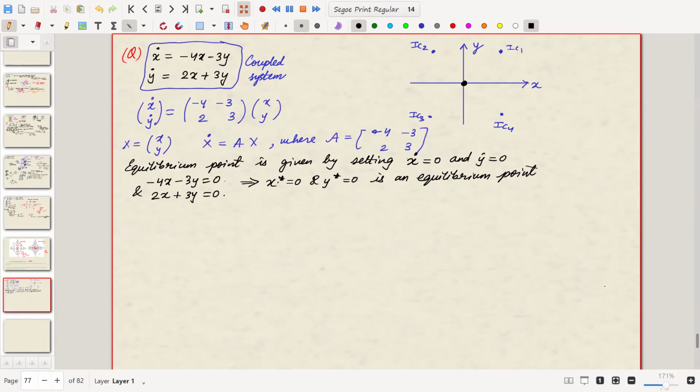Just before the break, we came to know that for the other system of equations, 0, 0 was a saddle. How will this look? What is the nature of this equilibrium? Can you tell me?